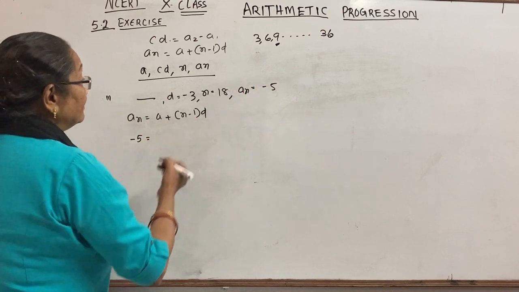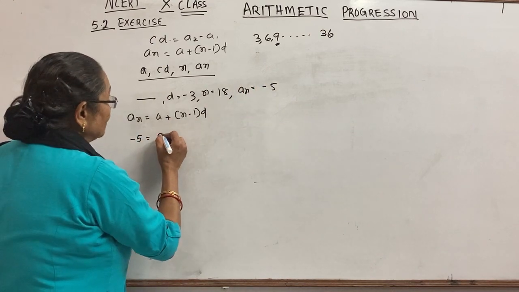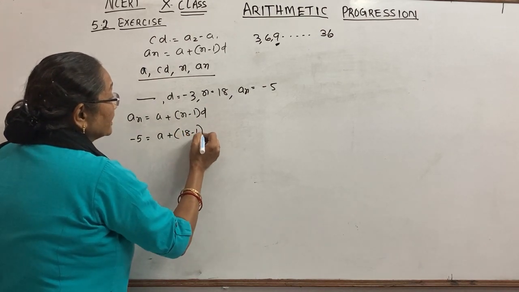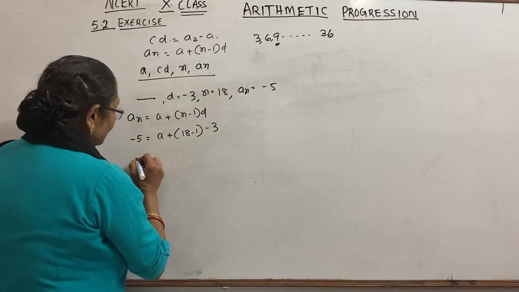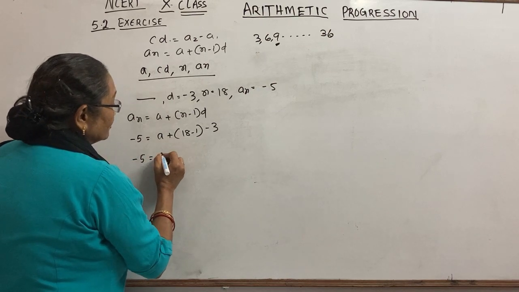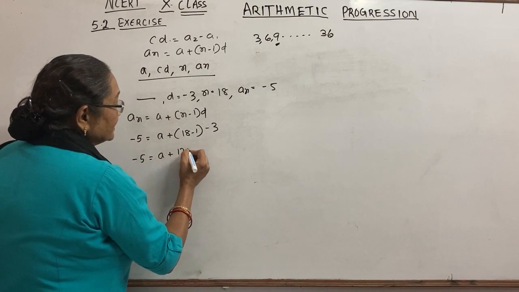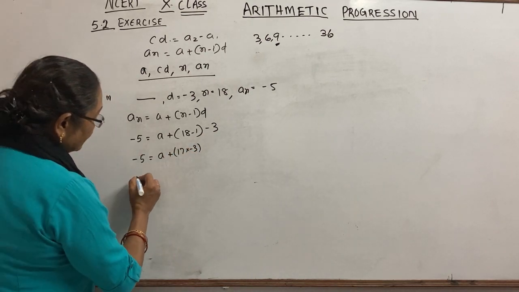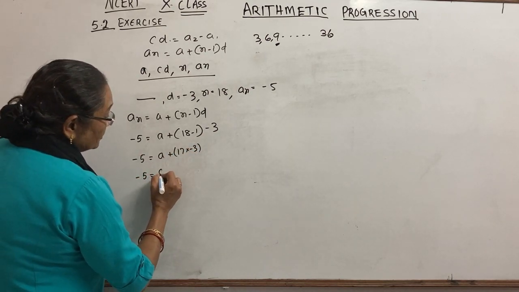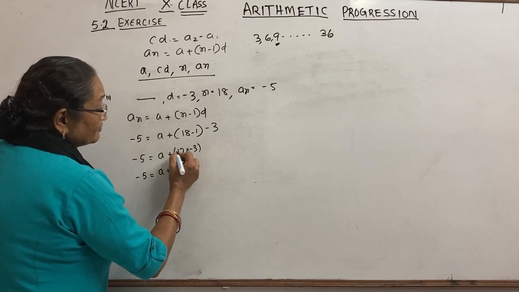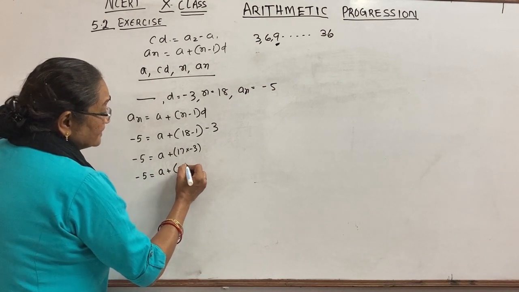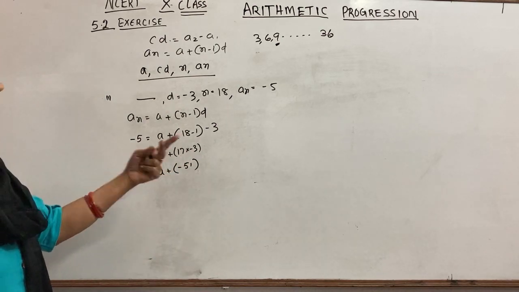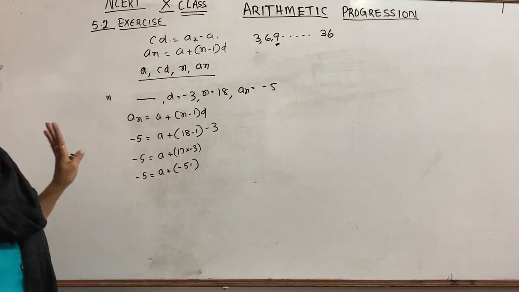What is our an? Minus 5. And what is a? We don't know. a plus n is what? 18 minus 1, d is minus 3. That is minus 5 equals a plus 17 into minus 3, right? Now this will become minus 5 equals a plus 7 plus into minus is minus, this is 51. 17 3s are: 3 7s are 21, 1 2 3, 1s are 3, 3 2 5, 51.